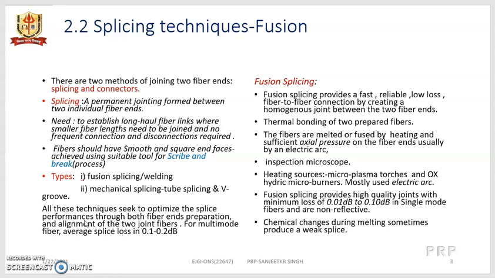So all these splicing techniques aim to optimize the splice performance through both the fiber end preparation and alignment of the two joint fibers. For multi-mode fiber, average splice loss is 0.1 to 0.2 dB.